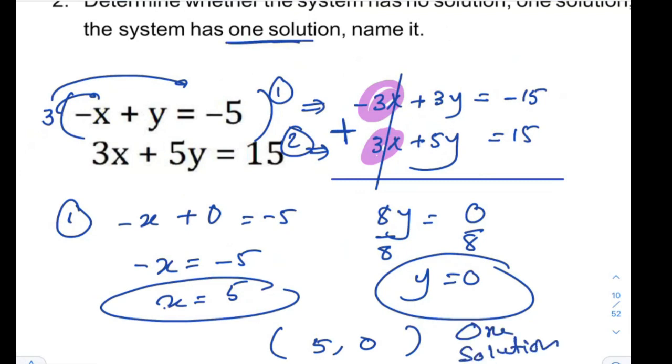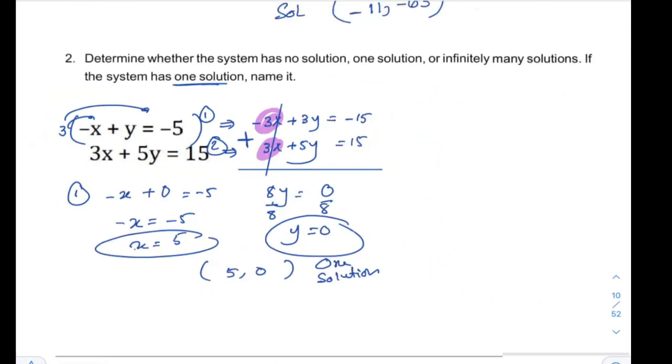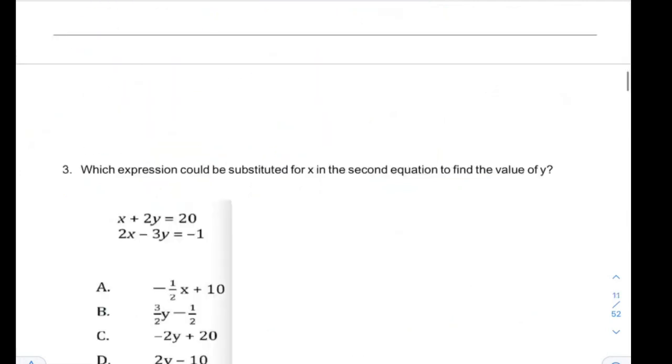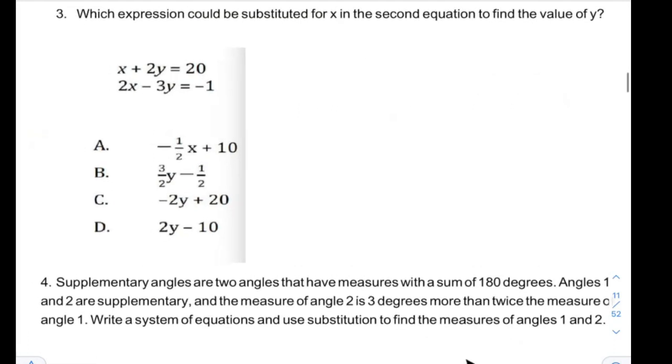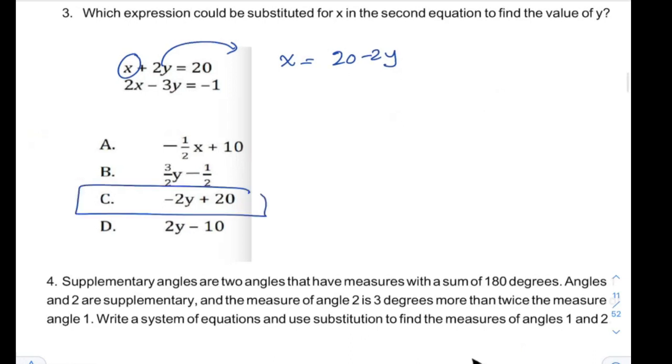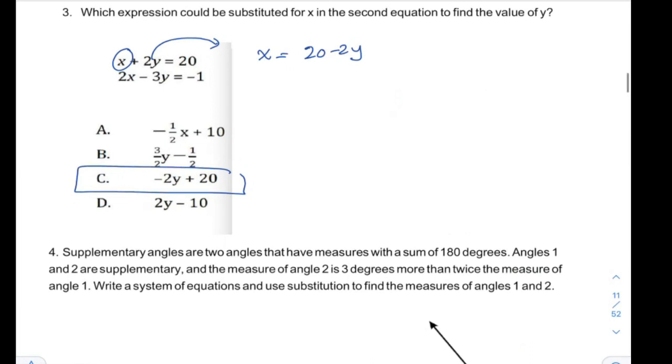Remember, if the variables totally disappear, no x, no y, you should compare the sides. So you'll have either no solution or infinitely many solutions, or identity. Which expression could be substituted for x in the second equation to find the value of y? Of course, here x is easy to isolate, so x is 20 minus 20y, which is this one. That's it. Don't solve. Just look at the answer. This is the value of x that will be replaced in the second equation.